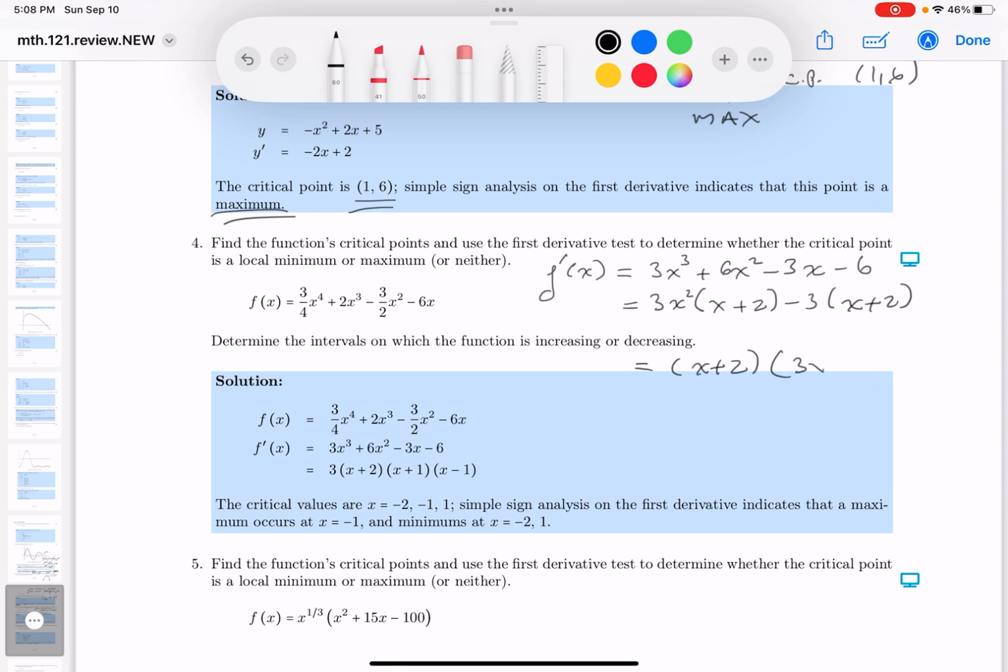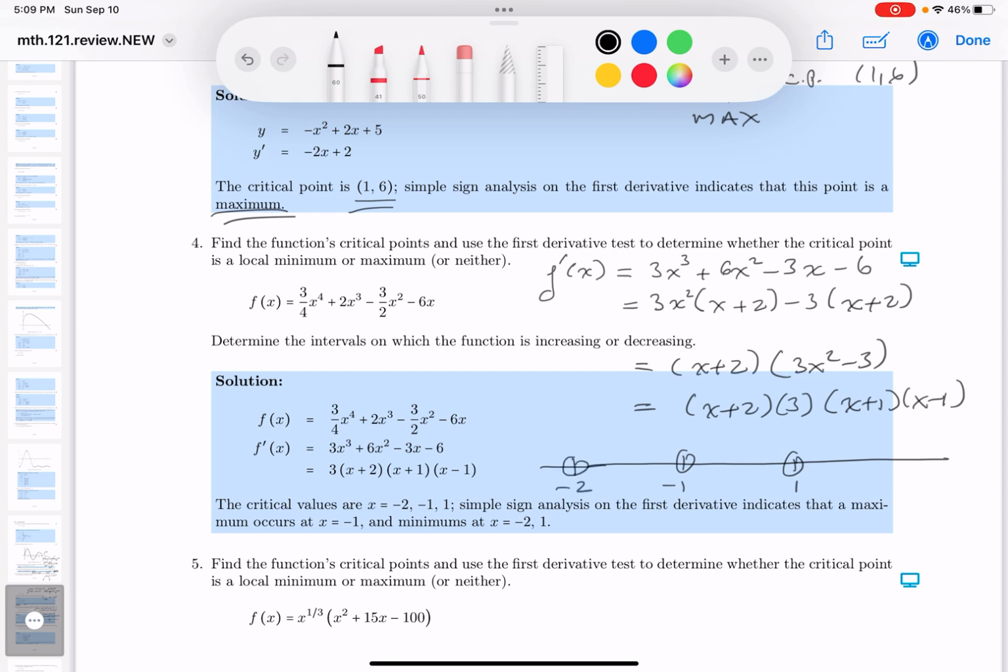And then you get 3x squared minus 3. Well, I think I keep moving along. This is x plus 2. And then you get 3. That'll be x squared minus 1, which is x plus 1, x minus 1. That's a complete factorization of f prime. I'm going to start writing the zeros down. Plus or minus 1 certainly. And the other 0 would be at minus 2.